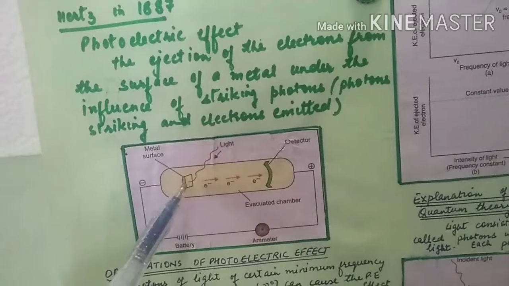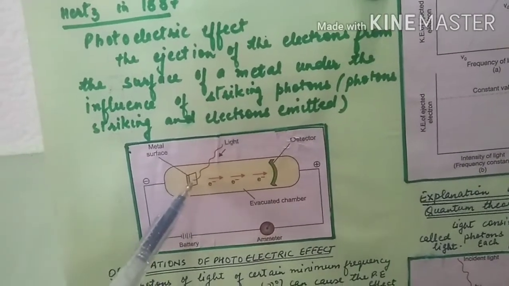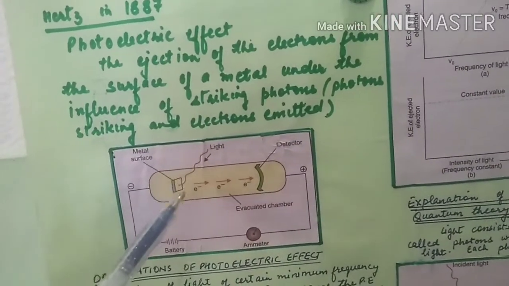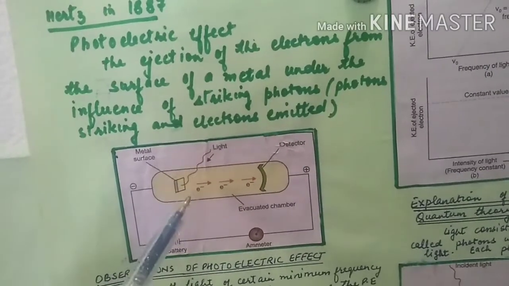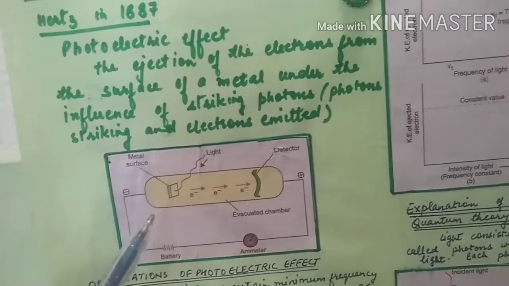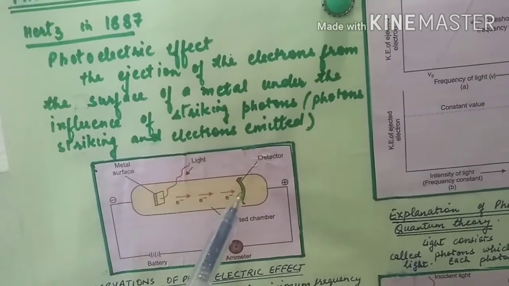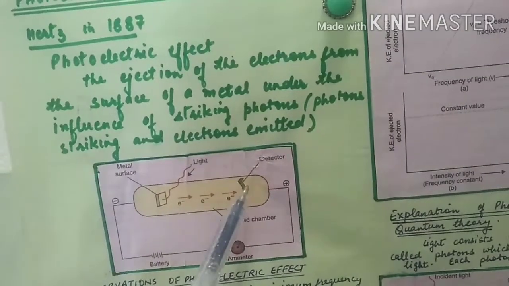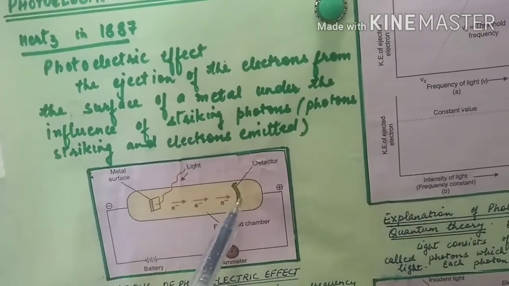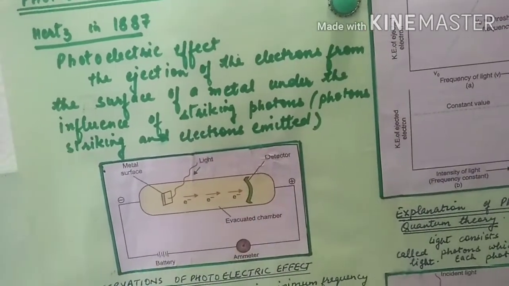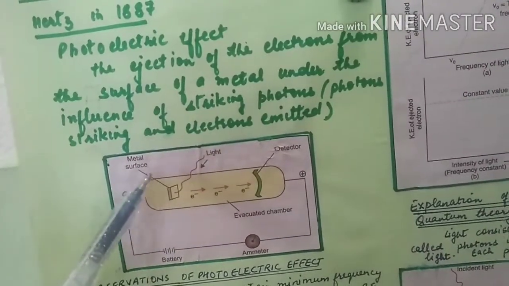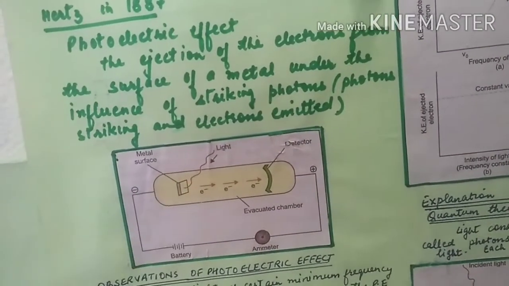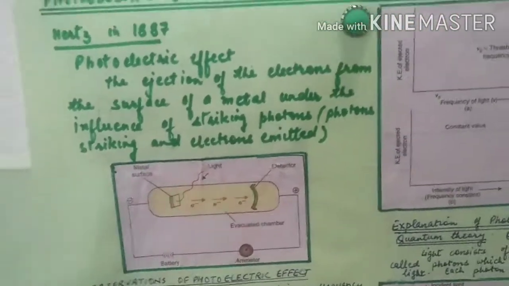frequency is made to strike a metal, say cesium, and on the striking of the light, electrons are ejected under the influence of the photons, and these electrons are detected by the anode, which is made the detector. The metal from which the electrons are to be ejected is made the cathode.